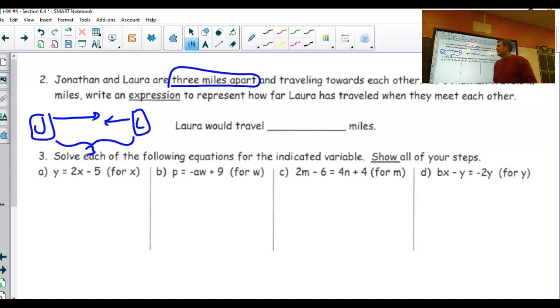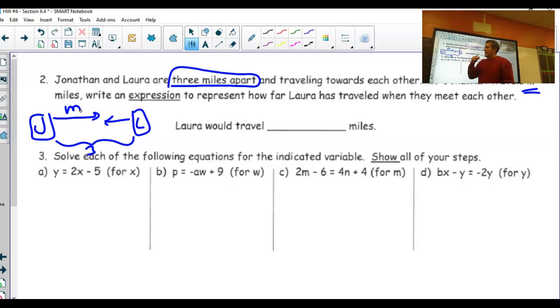And so here's the thing. These two distances, their two distances have to add up to 3 miles. I don't know what either of them are, but I do know they add up to 3 miles. So it says in the problem right here, I guess, that Jonathan traveled m miles.